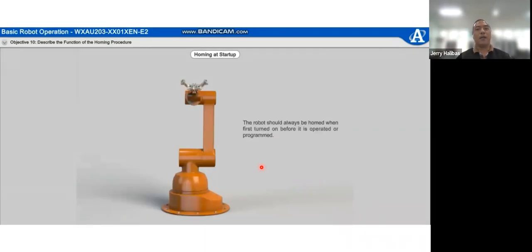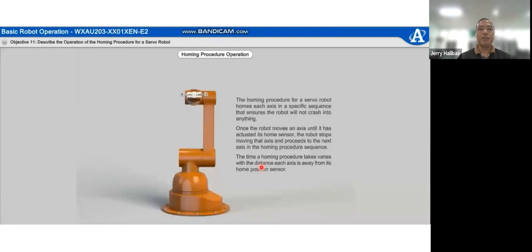So, homing at startup. The robot should always be home when first turned on or before it is operated or programmed. So it is relative to everything. Next, its coordinate system is relative to its home position. So it should be at home, which is the meaning of homing at startup.